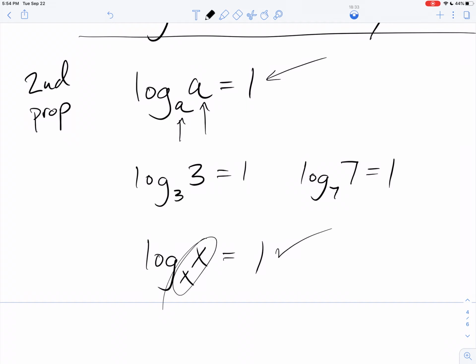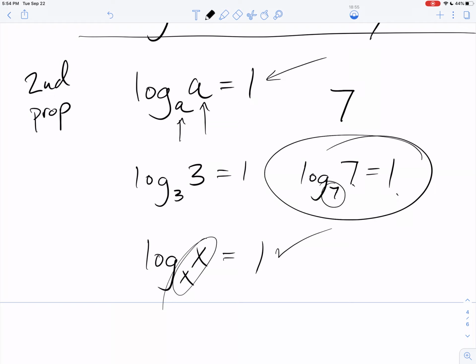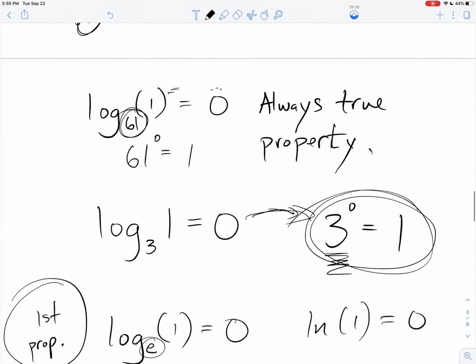And you might say, well, how could that be? Well, if you want to know why a property is true, one of the easiest ways is to convert it. Take a look at this one. What's the base? The base is 7. So I'd say 7 and then flip-flop. 7 to the first is 7. Yeah, it is. It's totally true. See, in mathematics, when something is always true, we call it a property.